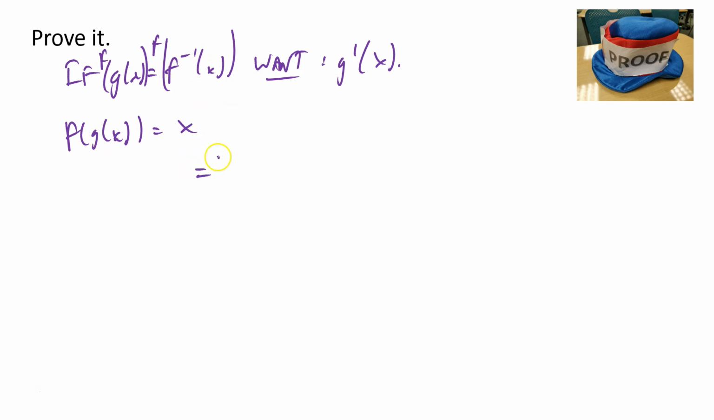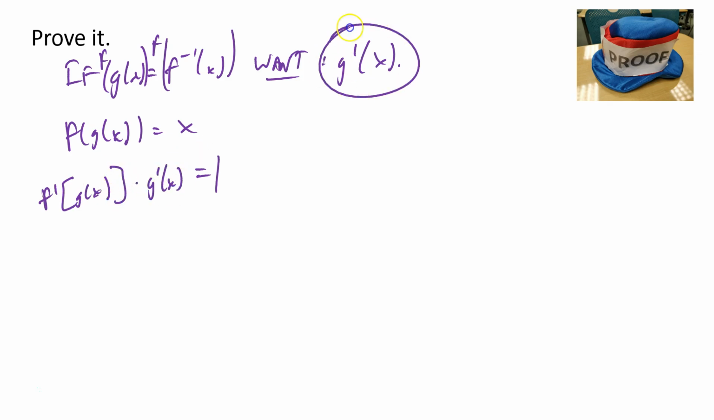The right side is easy, it's 1. The left side, this is exactly chain rule, right? It's f prime at g of x multiplied by g prime of x. Well, that's useful because I want g prime of x, so we can solve for it. So g prime of x is equal to 1 over f prime evaluated at g of x.